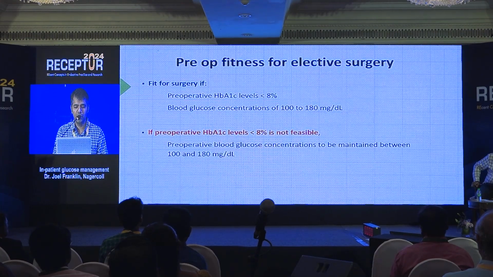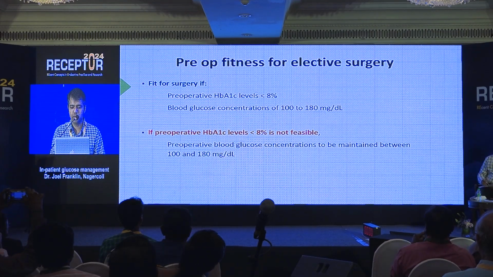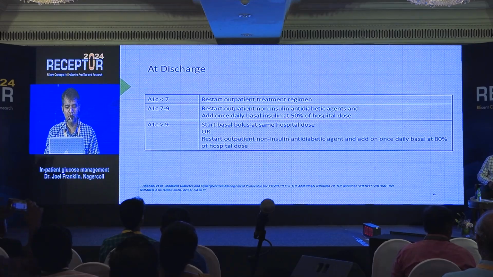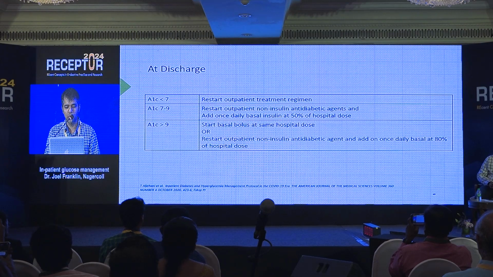For preoperative fitness, the patient is fit for surgery if the HbA1c level is less than 8% and the blood glucose concentration is 100 to 180. If the pre-op HbA1c is not less than 8%, which is not always possible, then you bring the glucose down to 100 to 180 and then do fitness. So the final slide: at discharge, if HbA1c is less than 7, restart the outpatient treatment regimen.